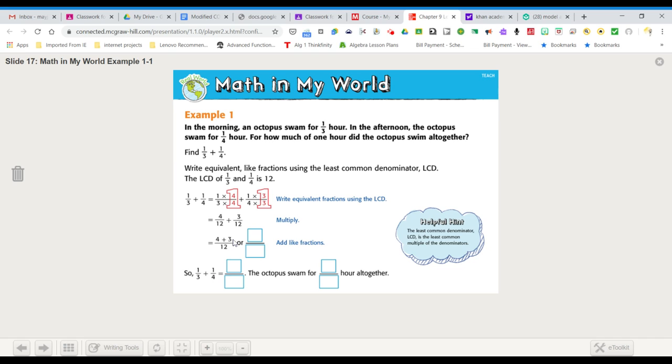Again, we just add our numerators. 4 plus 3, everybody knows that's 7, at least in 5th grade anyway. So 4 plus 3 is 7, and the denominator stayed the same. Notice we didn't add the denominators, you never do that. You never add your denominators together, it just stays at 12. So 1/3 plus 1/4 is equal to 7/12, and the octopus swam for 7/12 hour altogether.